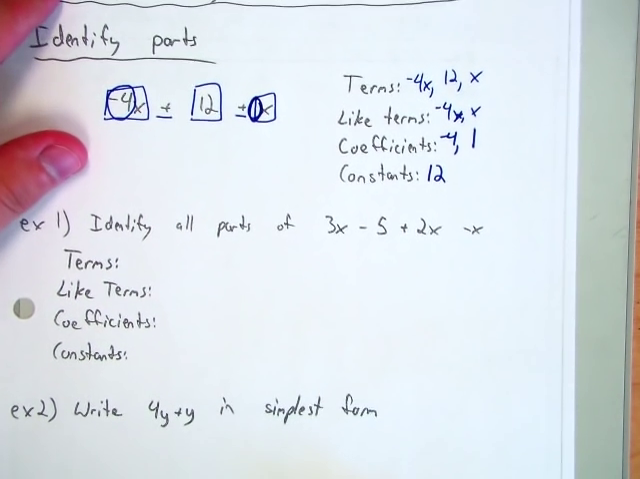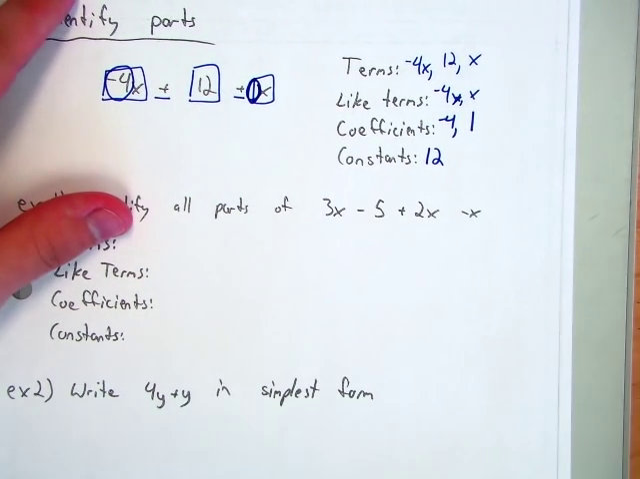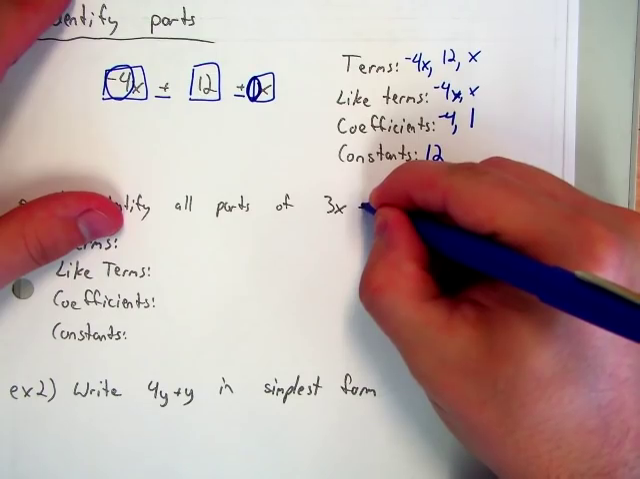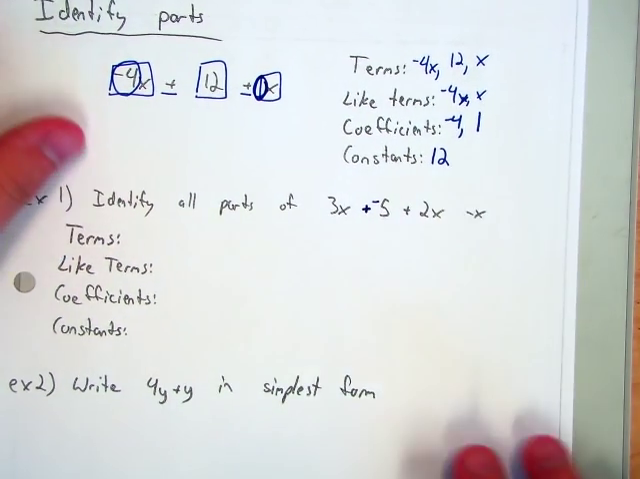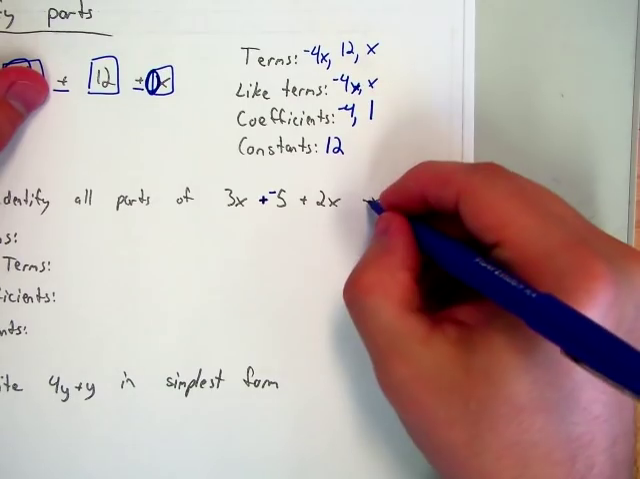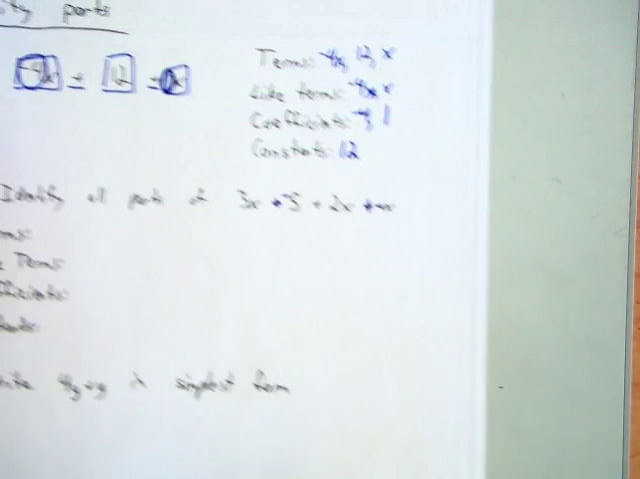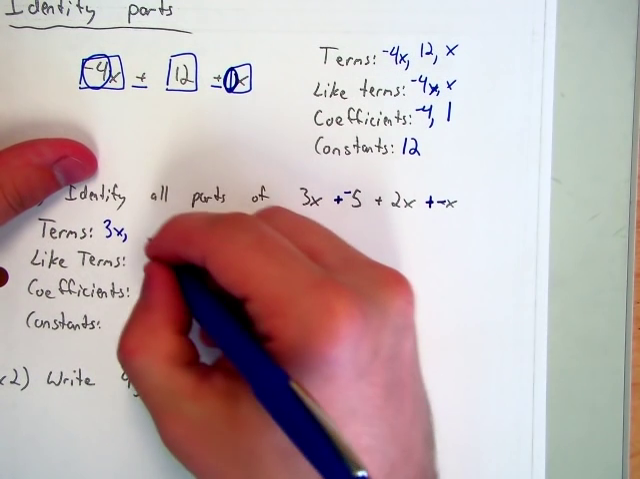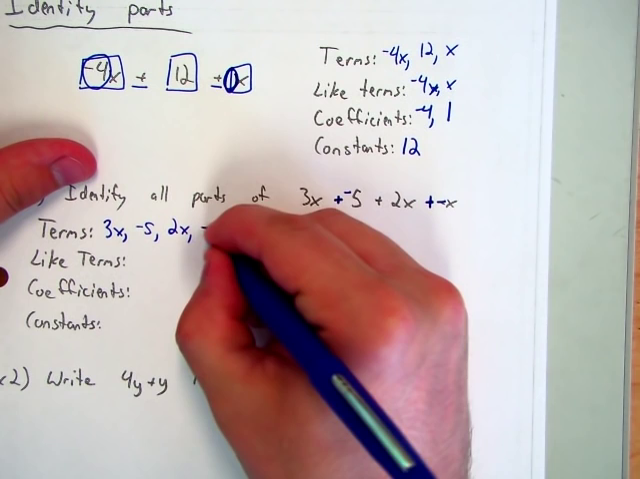So example 1, identify all parts of 3x minus 5 plus 2x minus x. First thing, terms are separated by addition signs. So I need to change the subtraction to an addition. And when I do that, subtracting a number really means adding its opposite. This is already an addition sign. This is subtraction, so I'm going to change it to adding its opposite. So the terms, I'd have 3x, negative 5, 2x, and negative x.